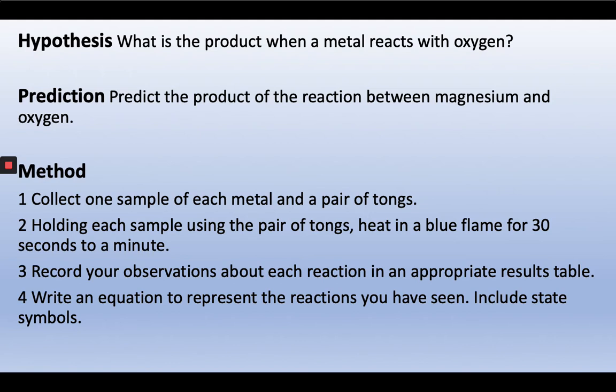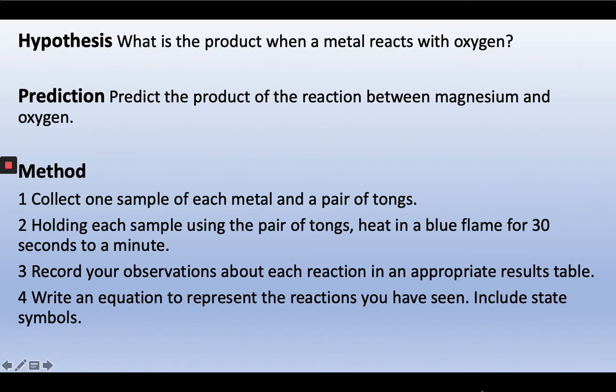So this is what you would do as a method. You would collect the sample. I'd set out some metals around the lab with a pair of tongs. Then you would, with the tongs and each sample, heat in a blue flame with your Bunsen burner for 30 seconds to a minute and record what you see. Record your observations in a results table like we normally do. Then you would write an equation to represent the reactions you've seen, even including state symbols, so whether it's a solid, liquid or gas.